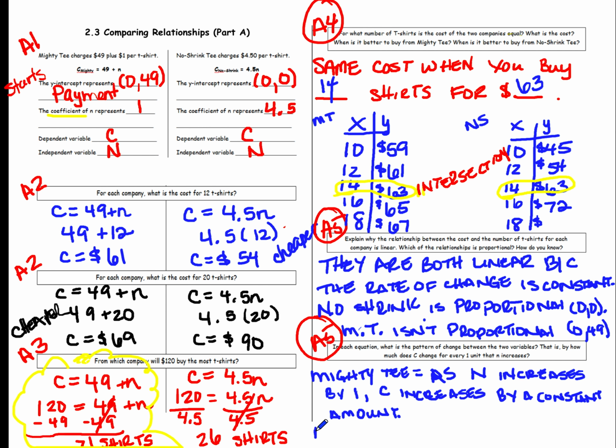For the No Shrink company, and I know I'm writing down very close to the edge of the whiteboard here. Feel free to move up to the front if you need to see this, or come see my book after class. So the No Shrink, they just increase by a standard amount of the $4.50. So we're just going to say they increase by $4.50. The other company has that fee and everything else included in it. This one does not.